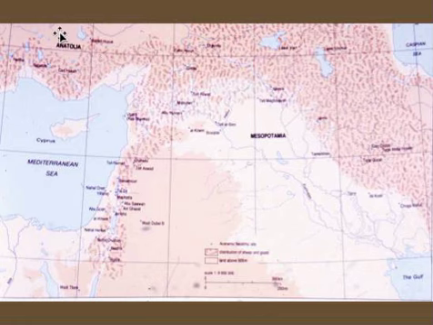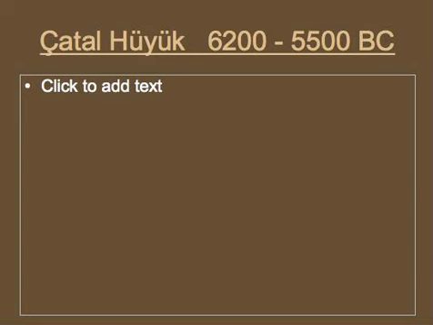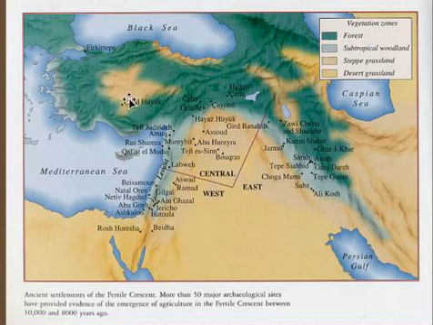The central plateau of Turkey, and this is a site known as Çatalhöyük. Çatal just means fork in Turkish, and Höyük is like a tell, it's a mound. So forked mound. You'll see from the picture why it's called that. It's just basically a mound that's split into two. But it's located right here.